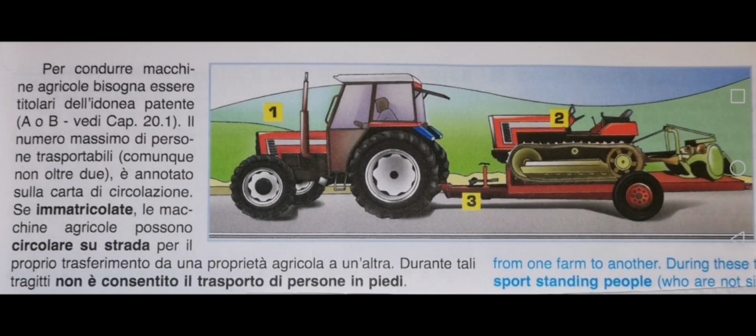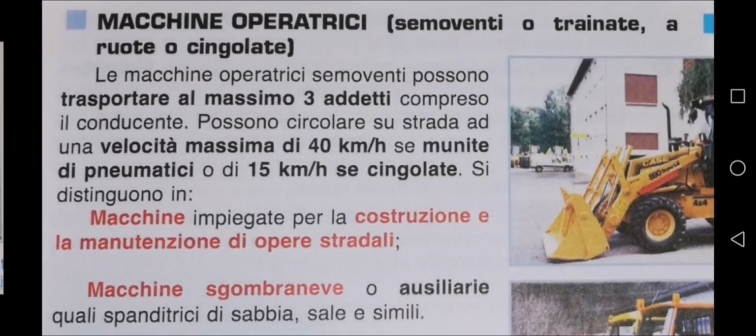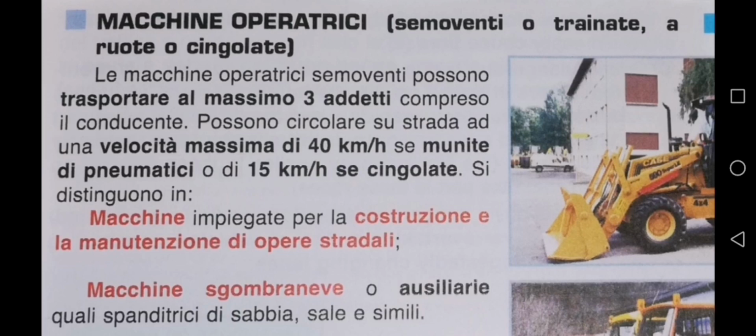Let's look at it. The first one here that is dragging has ruote, and the second one on top has cingoli. You see, that one has chains. So there's one thing that we should take note of here. It is very important. If it has ruote, the maximum speed it can go is 40 km per hour. But if it has cingolate, which is cingoli, chains, the maximum speed it can go is 15 km per hour.